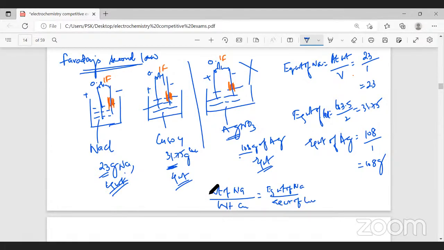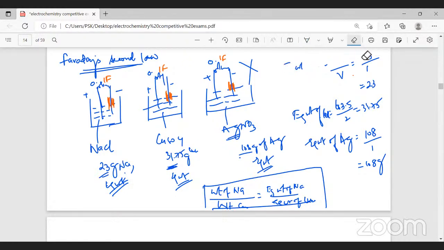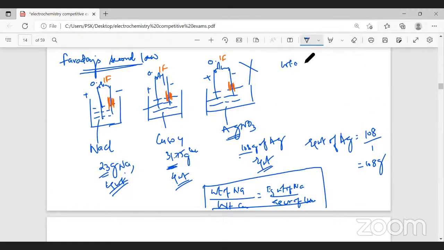Did you understand this formula? For copper and silver, what will be the formula for these two electrodes? The weight of copper divided by the weight of silver will be equal to the equivalent weight of copper divided by the equivalent weight of silver.